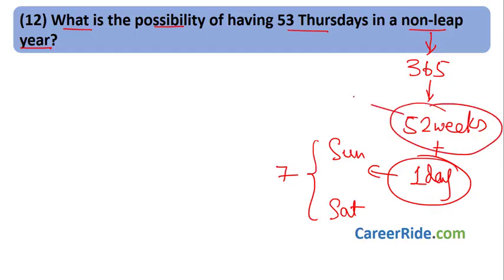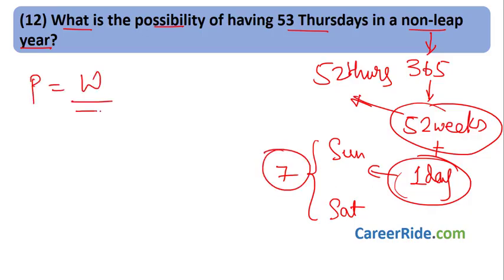In these 52 weeks, you will have 52 Thursdays, right? Okay. So this one day it has to be Thursday, then only it is possible to have 53 Thursdays in a non-leap year. Okay. So this one day has how many possibilities? There are total 7 possibilities. Probability is what I want divided by total. Total possibilities are 7. What I want, 53 Thursdays. Already 52 Thursdays I have in a non-leap year, okay, because there are 52 weeks.